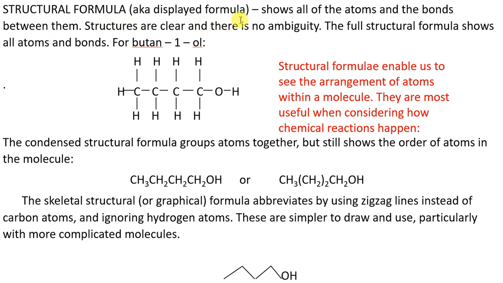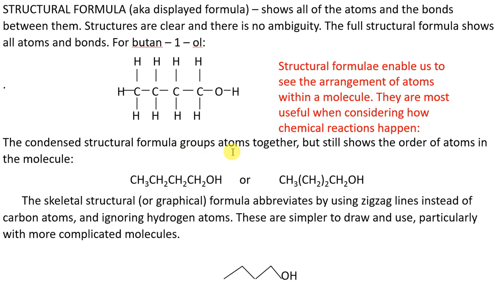Structural formula, also known as displayed formula, shows all of the atoms and the bonds between them. Structures are clear and there's no ambiguity. The full structural formula shows all atoms and bonds. For butan-1-ol, butane tells me 4 carbons. Ol tells me OH. Butan-1-ol tells me the OH is on carbon number 1. I'm counting from the end. Structural formulae enable us to see the arrangement of atoms within a molecule. They are most useful when considering how chemical reactions happen.